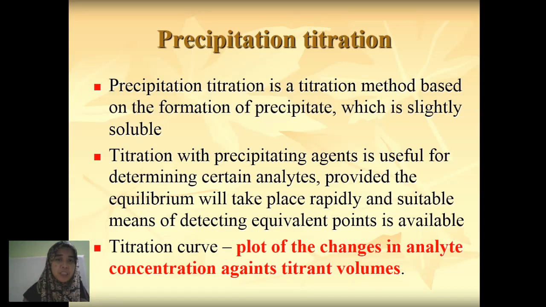Okay, precipitation titration is a titration method based on the formation of a slightly soluble precipitate. Titration with a precipitating agent is useful for determining certain analytes, provided the equilibrium takes place rapidly and a suitable means of detecting the equivalent point is available. And at the end of the reaction, you must be able to plot the curve.